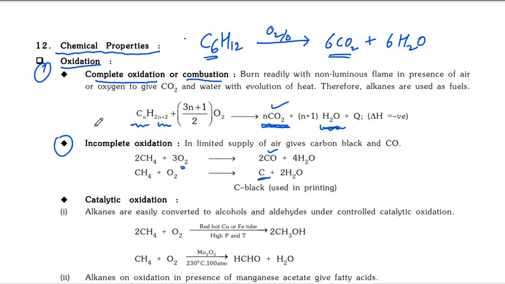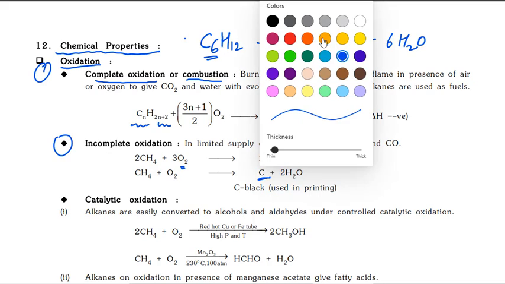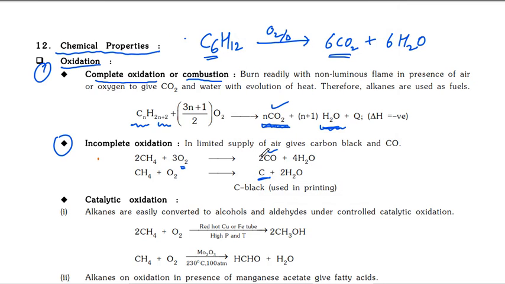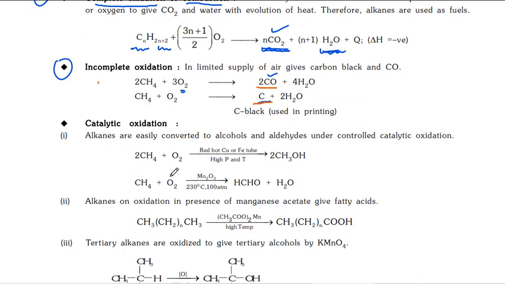Next, incomplete combustion. In incomplete combustion, we get carbon monoxide and carbon. This carbon is also known as carbon black. It is used in printing.